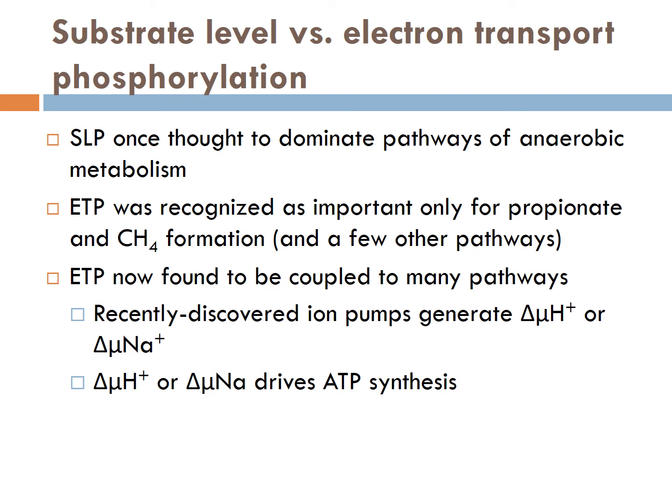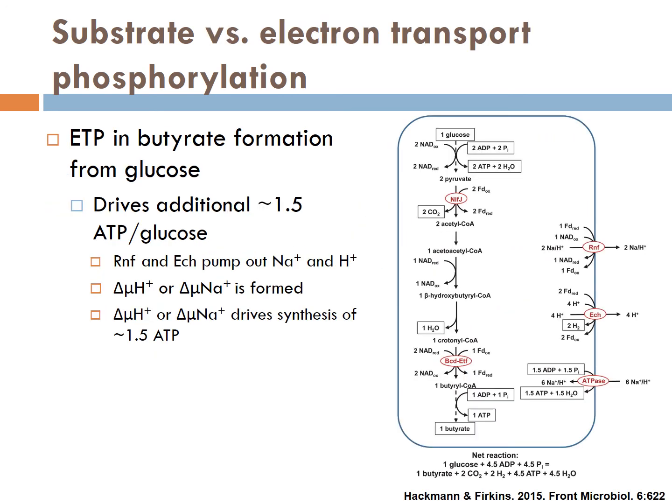In recent years, though, since the release of your textbook, electron transport phosphorylation has been found to be coupled to many pathways. Ion pumps have been recently discovered, and these generate an electrochemical potential of protons or sodium. This potential, in turn, drives ATP synthesis. Electron transport phosphorylation has been found with butyrate formation from glucose. It can drive an additional 1.5 ATP per glucose.